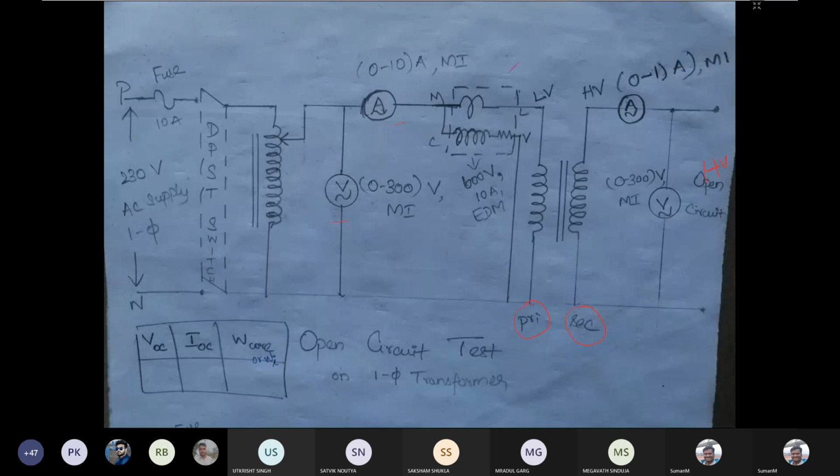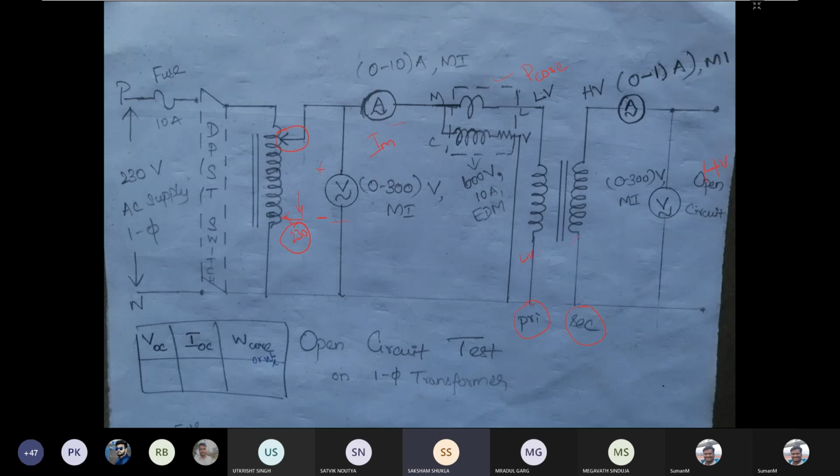The power which you are measuring is going to give the core loss of the transformer. Then the voltage. So what we need to do, we have to change this auto transformer variable, applying rated voltage across the transformer low voltage winding.